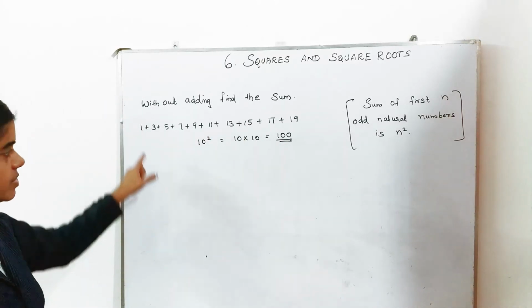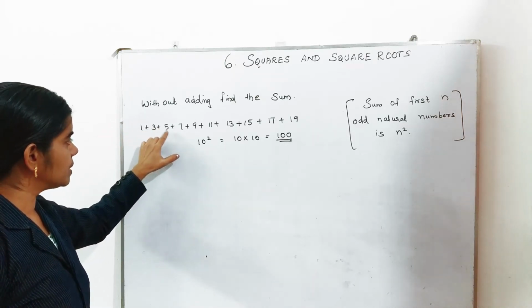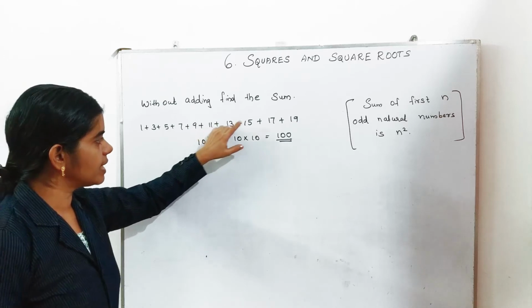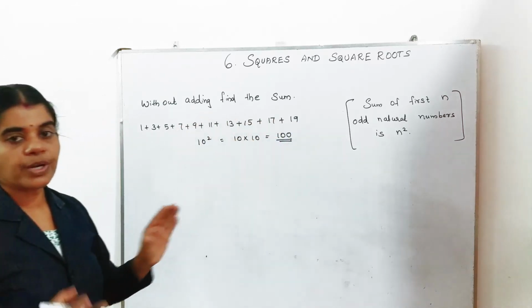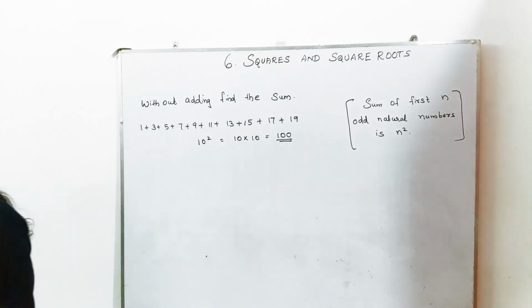Therefore, no need of adding, you just want to count how many odd numbers are there. 1, 2, 3, 4, 5, 6, 7, 8, 9, 10. Therefore, its sum will be 10 square, that is equal to 100. Next question.